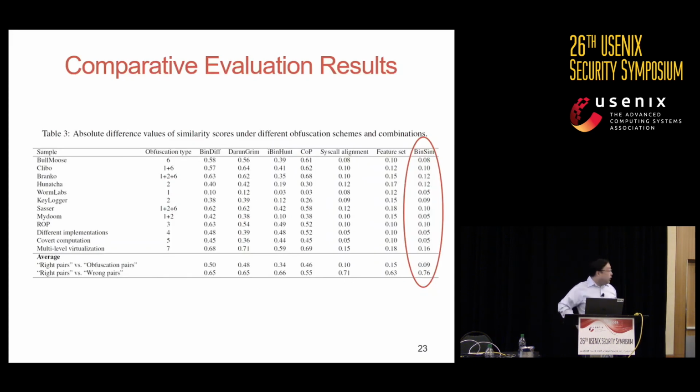Here I summarize our result. We do this comparative evaluation among these six tools, and we found that only BinSim can accurately differentiate the obfuscation pairs from wrong pairs. That means our approach shows a very small similarity difference between right pairs and obfuscation pairs, and also a very high similarity score for the right pairs compared to the wrong pairs, so that we can directly draw a line to differentiate these two cases.